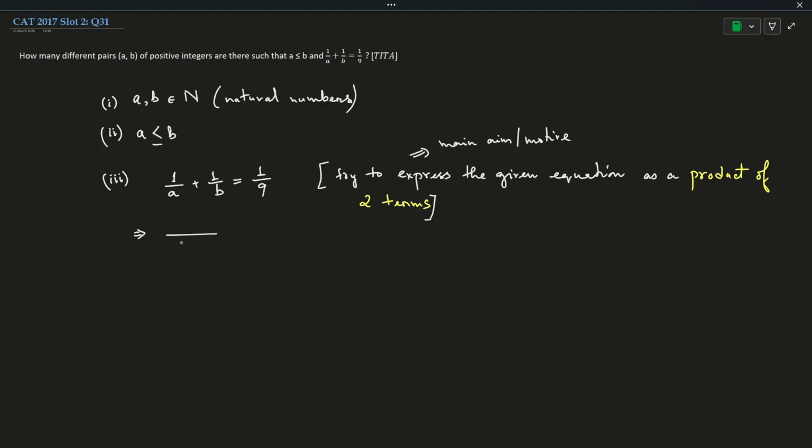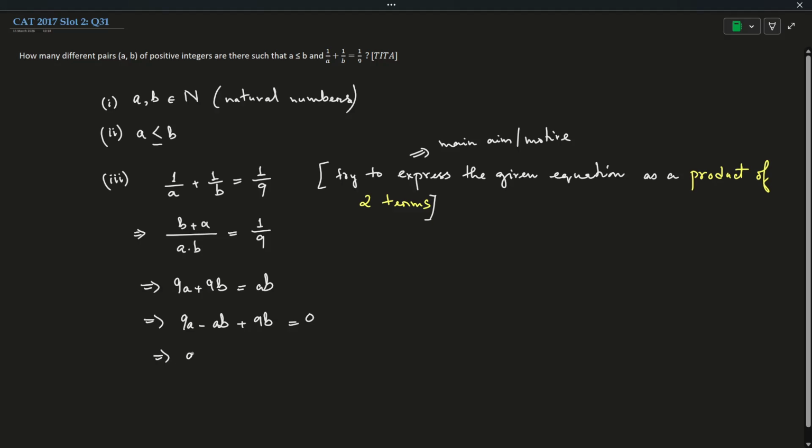Okay, so what will I do? I will take the LCM. I will write b plus a, right? Simple calculation. From here I will have 9a plus 9b is equal to ab. From here I can write 9a minus ab plus 9b equal to 0. From here I can take a common. I can write 9 minus b. Now I need another 9 minus b so that I can take common. So let's say I write 9 minus b. I have plus 9b, so I am adding 1 minus 9 here.